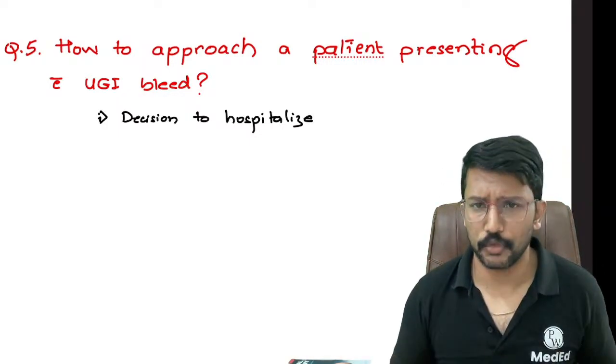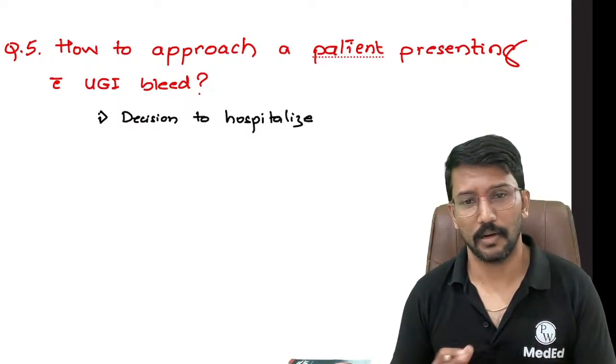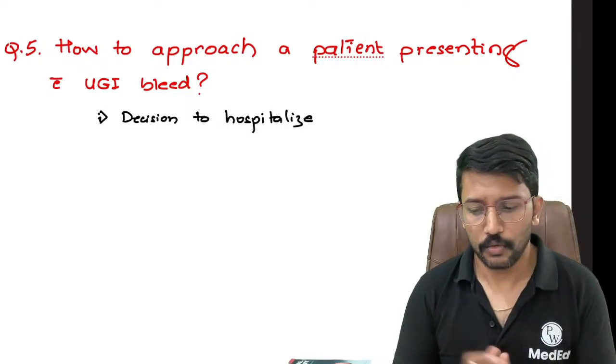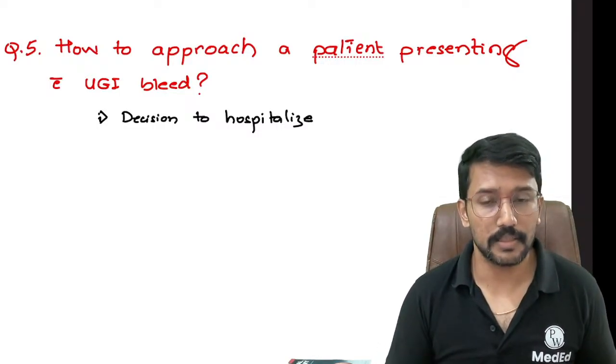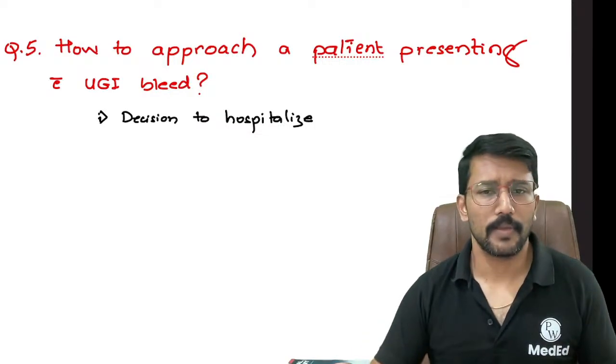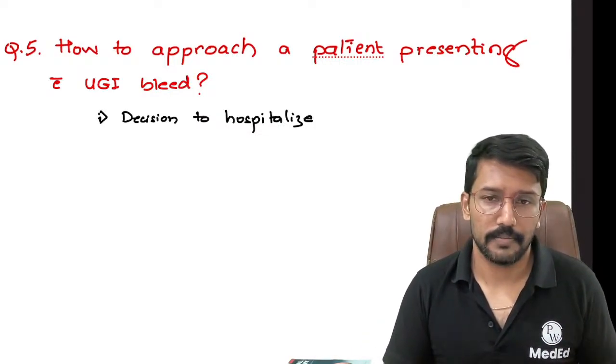Obviously, it can't be a random choice. It's not just, okay, I feel that this patient should be in the hospital. All that doesn't work. It has to be very logical and objective, right? So how do we objectivize our decision? It is going to be based on certain scores. Okay. Now tell me, why should I hospitalize a patient presenting with upper GI bleed?